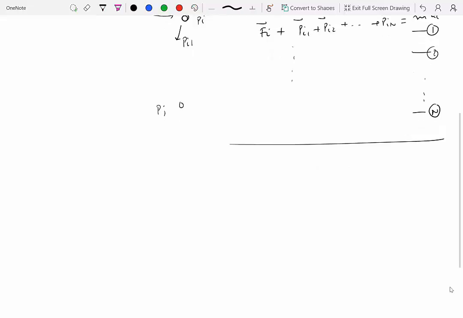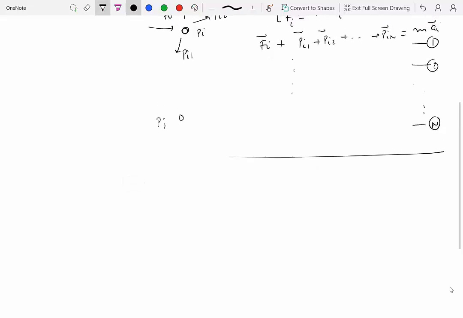So if we add all the forces on the left hand side, we will clearly have the sum of all the external forces. So we will have something like F1 plus F2 plus F3 up to Fn, and these are all the external forces. These are the forces that are external to the system, and then we will have internal forces. So we'll have Pi1 plus Pi2, and so on.